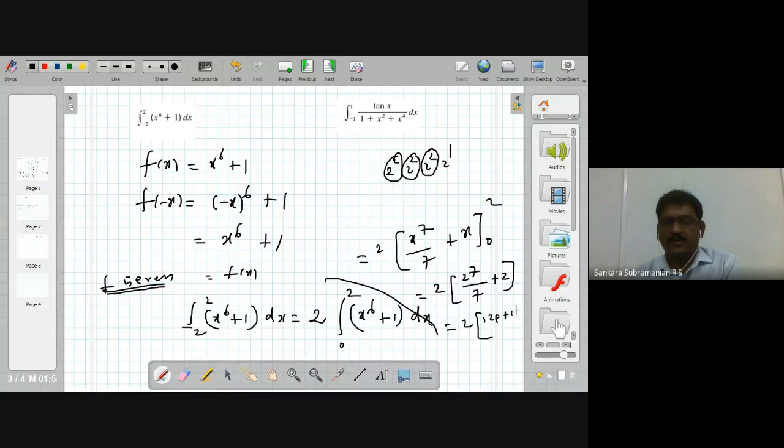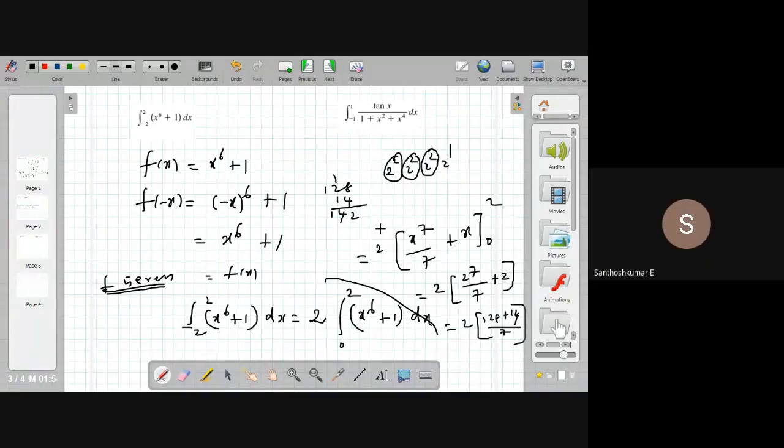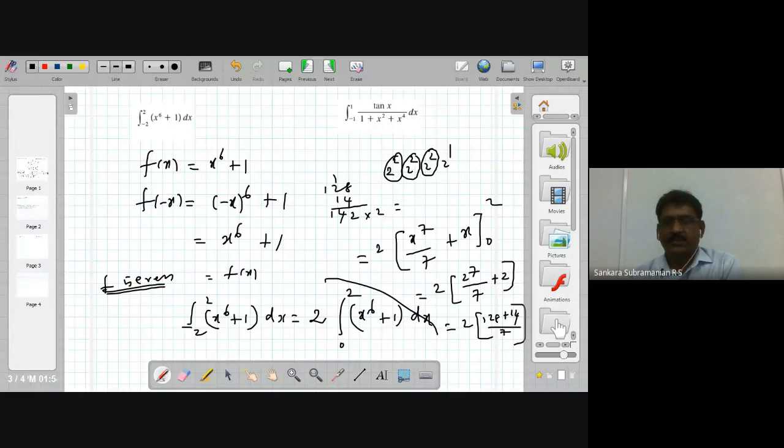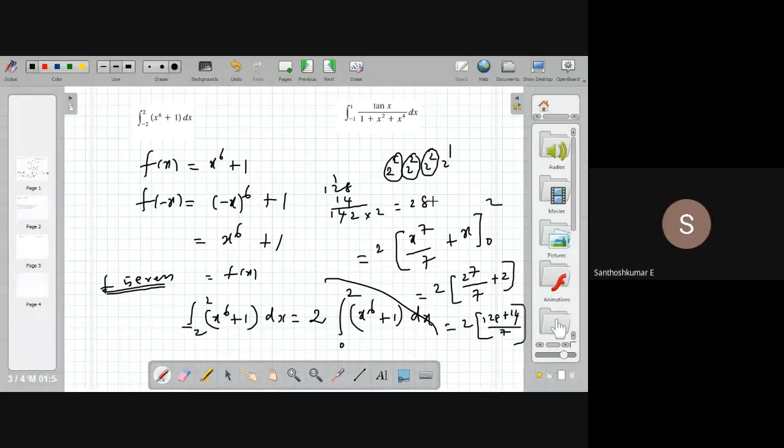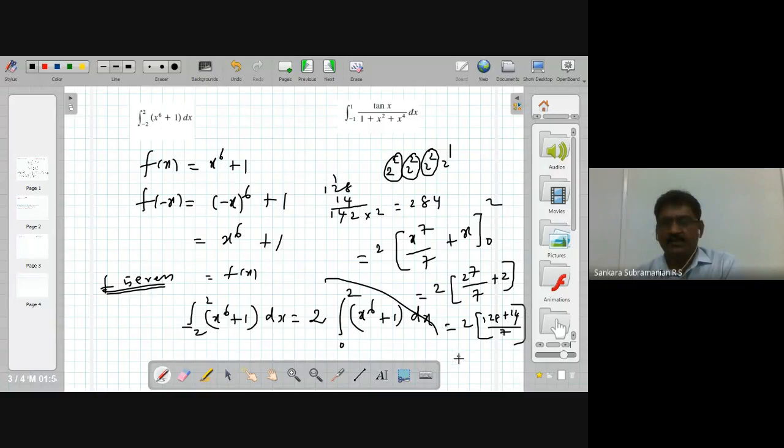128 plus 14 by 7. 128 plus 14 is 142 by 7, into 2. This is equal to 284 by 7; 284 by 7 is the answer. Even if you go for upper limit minus lower limit without using the property, you should get the same value.